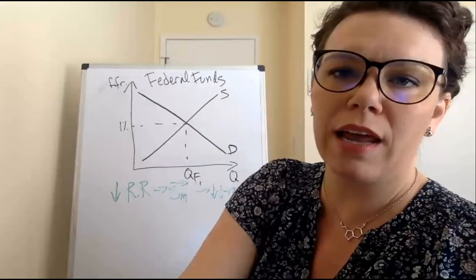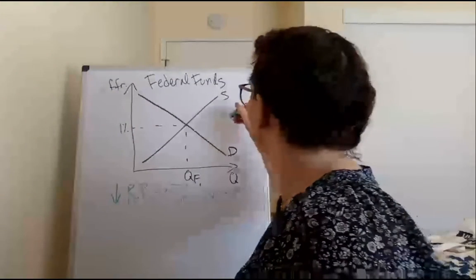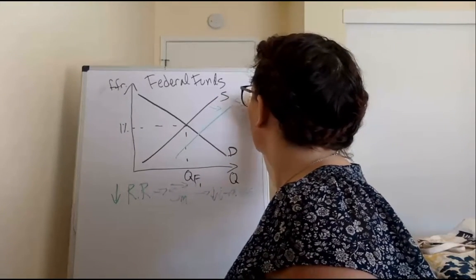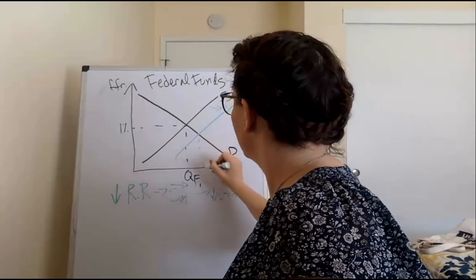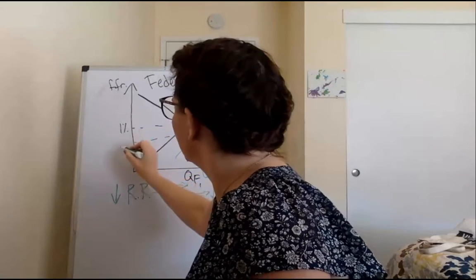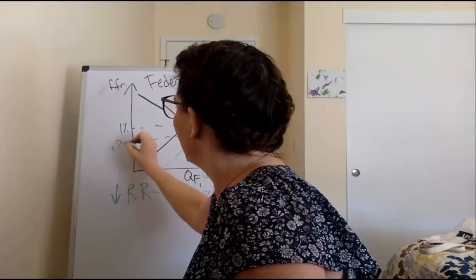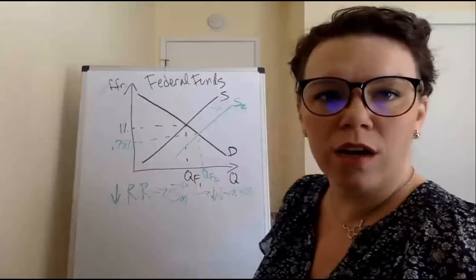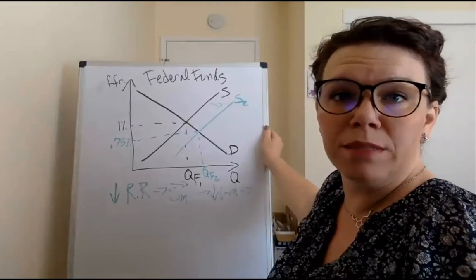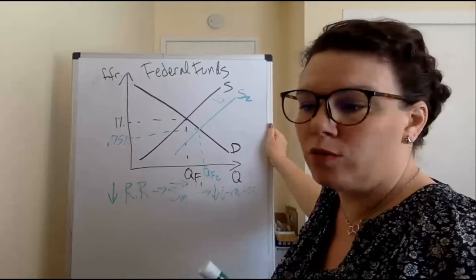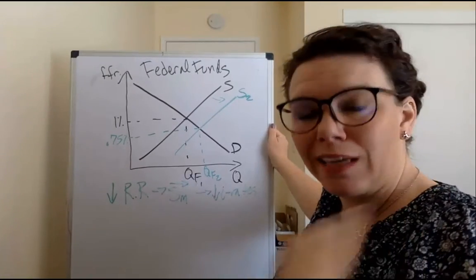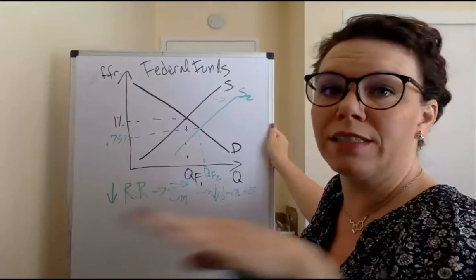We would see that have the effect of shifting the supply of federal funds out to some new level, increasing the quantity of federal funds available, and lowering the interest rate to maybe 0.75%, to try and make it easier for small businesses to get loans to try and stay in business, or make it easier for people to get loans to buy new cars or things like that, to try and stimulate the economy, right? So get more money out there, lower the cost of borrowing money, stimulate the economy.